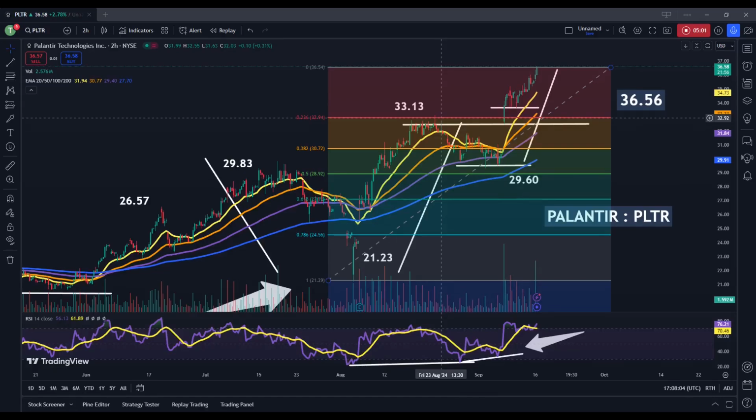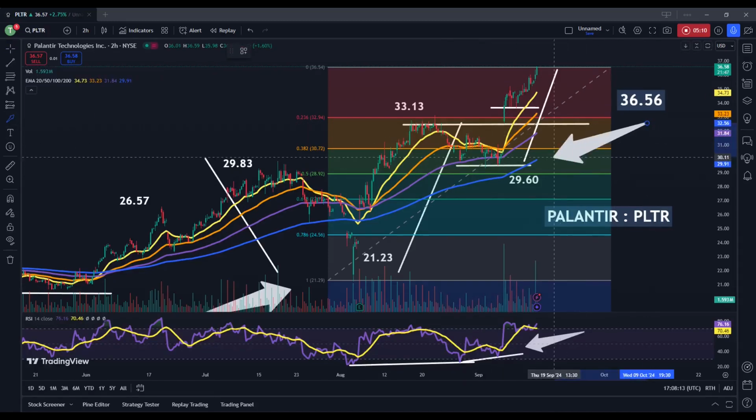So there is a suggestion here that these price levels will need to be tested at some point. To the downside, what I would really be watching for in order to actually change the bias into the negative direction, I would still be looking at this 29.60 area. There are a few different reasons for that.